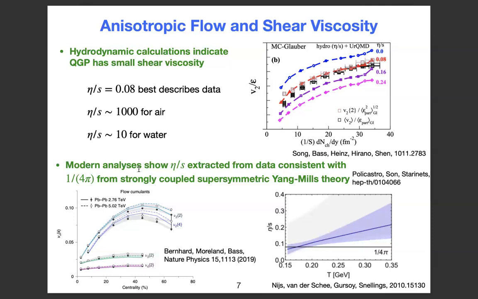Okay, let me come back to this shear viscosity extraction. The band here corresponds to the uncertainty band, but people also find that at low temperatures, the extraction from the experimental data agrees with the 1/4π calculation result from the AdS/CFT correspondence, which works for strongly coupled supersymmetric Yang-Mills theory. But people try to use it as a benchmark also for QCD.